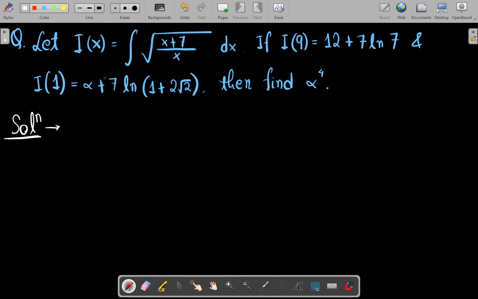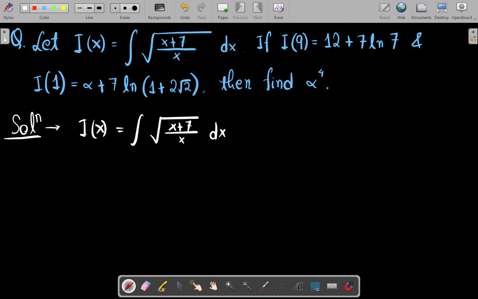Okay, so we are given a function I of x, which is the result of the integral of square root of x plus 7 upon x dx. After evaluating this integral, we are given the condition I of 9 is some value and I of 1 is some value, and from these two equations, first we need to compute the value of the constant of integration, that is capital C, and then we need to solve for alpha. So we have to solve two simultaneous equations. Okay, so let us first start.